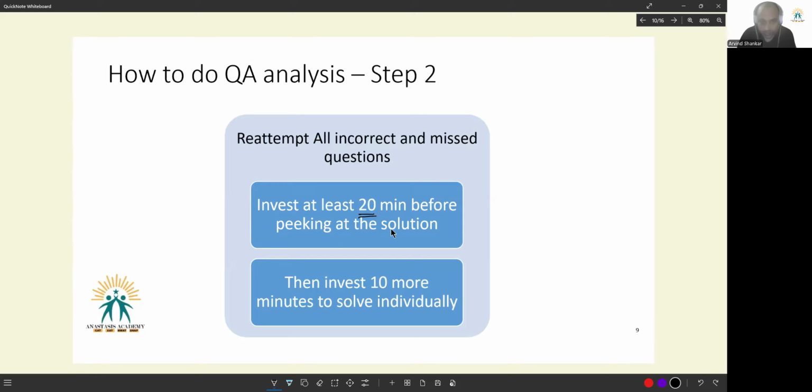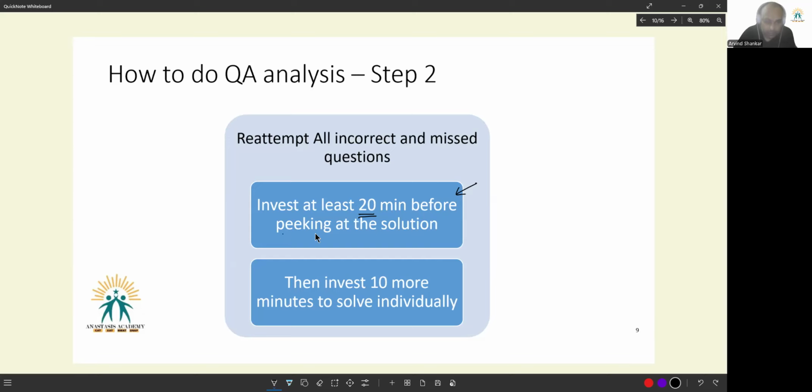Invest at least 20 minutes before peeking at the solution. Let's say in a quant question, if you felt like there were too many cases, start listing out all the cases. You have 20 minutes of time. List out every possible case. Then perhaps you'll be able to identify, oh, not all cases are important.